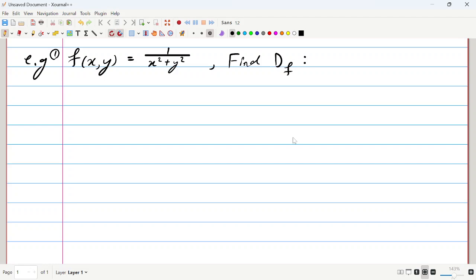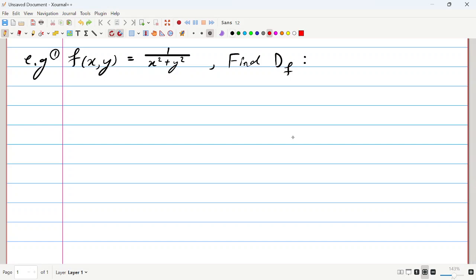Okay, so for the first example, we have f of x and y is equal to 1 divided by x squared plus y squared, and we are asked to find the domain of f. Now, you can see that the equation of the circle is within, so it's somewhere here, right? But now we notice it's in the denominator. And remember, when we are dealing with something that has a denominator, we need to notice that the denominator must never be equal to 0, otherwise it's undefined.